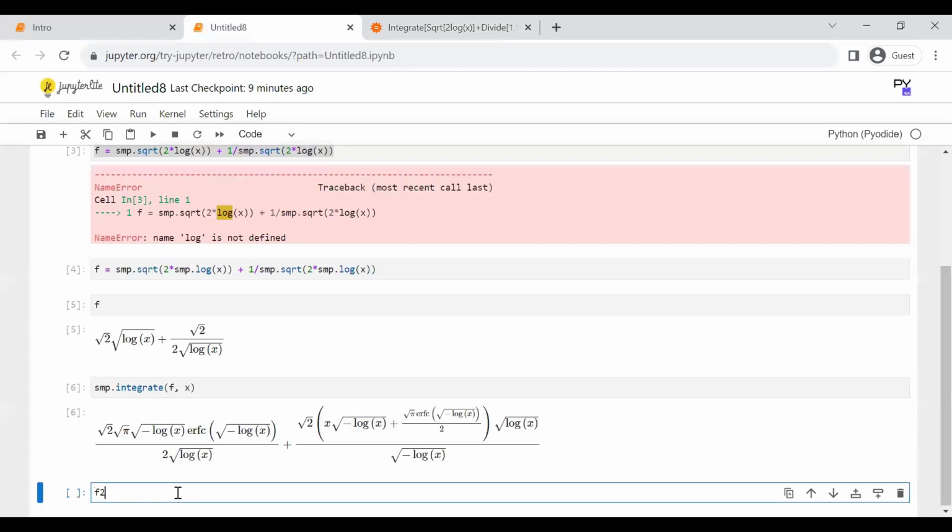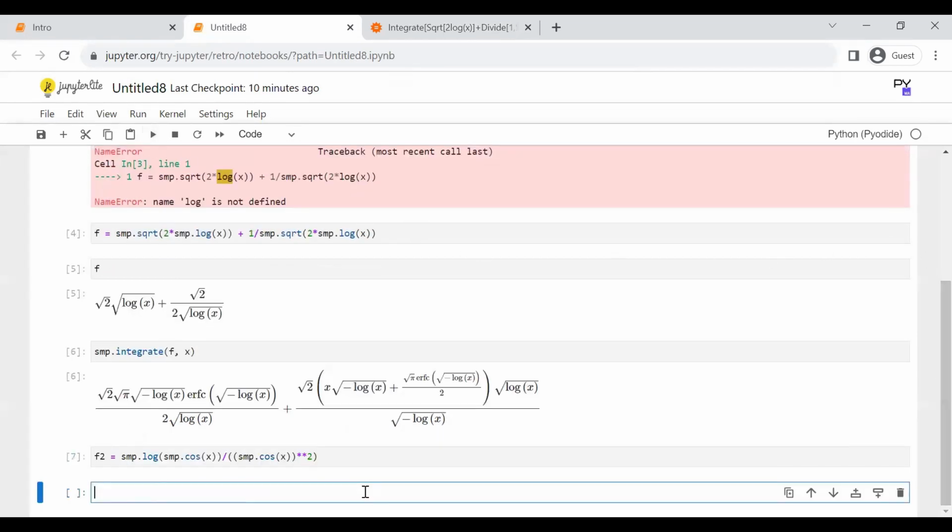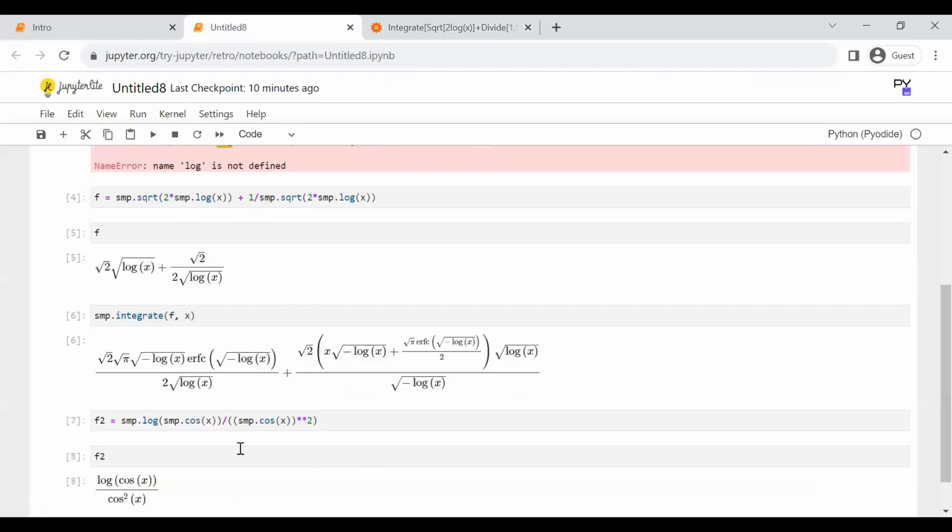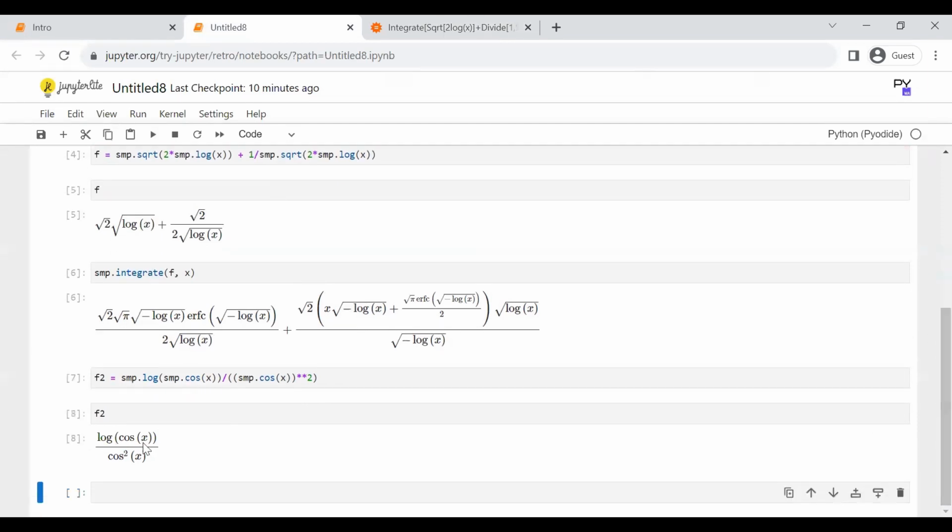The second problem, we define it as f2 equals smp.log of smp.cos(x) over smp.cos(x), in brackets, because I'm going to put it to the power 2 there. And then let's run that. And it's taken it. So let's see what that has given us, and it's correctly deciphered it as we had expected. So the next thing I'd want to do is smp.integrate f2 with respect to x, and then let's see.